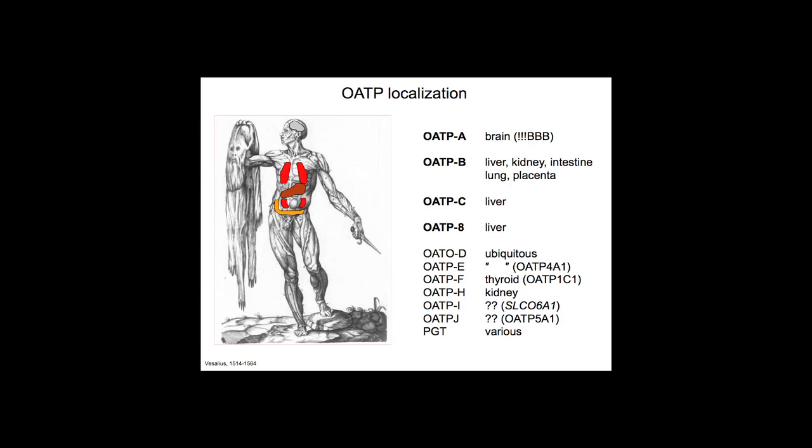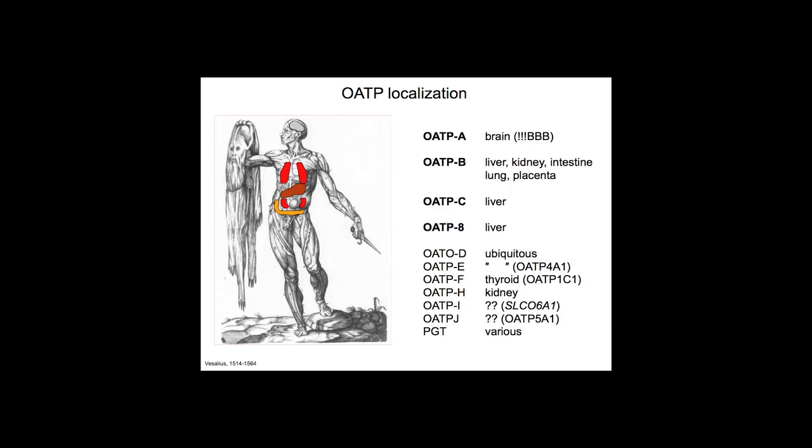We see in OATP1A2 that this molecule is localized to neural tissue. Now, this is really interesting in terms of thinking of its potential role in the uptake of molecules across the blood-brain barrier. But this is also a bit of a historical artifact in terms of where this molecule was originally identified. I think its localization is thought to be a little bit more complicated at this point.